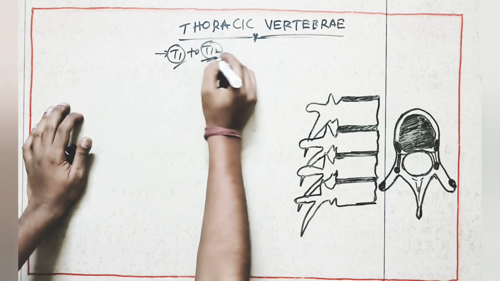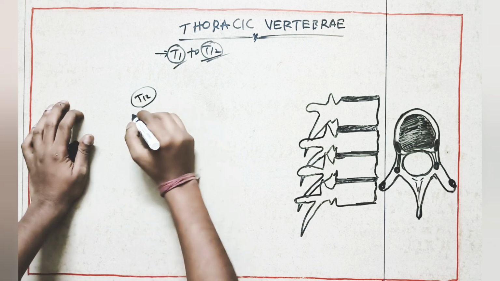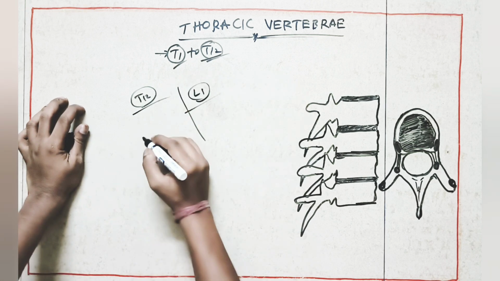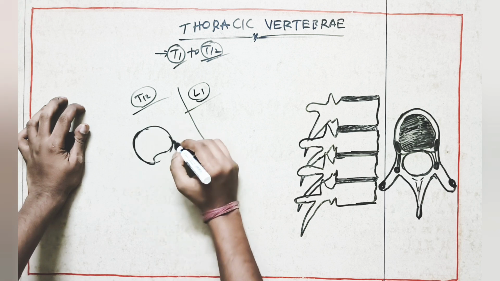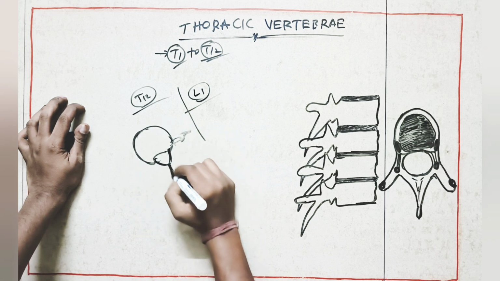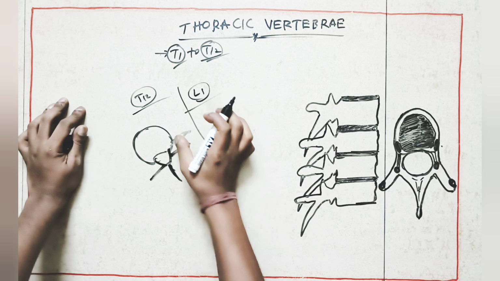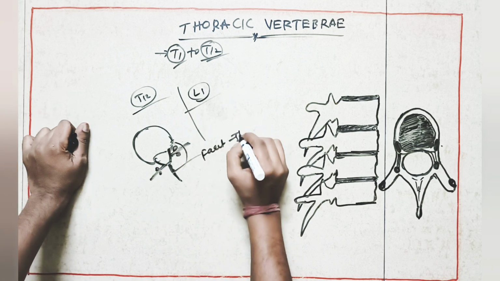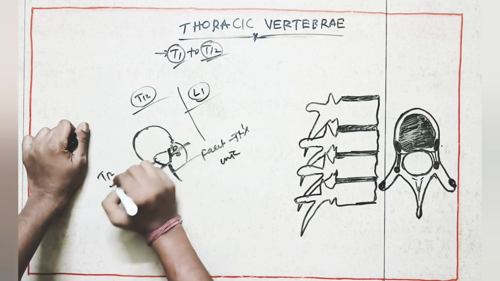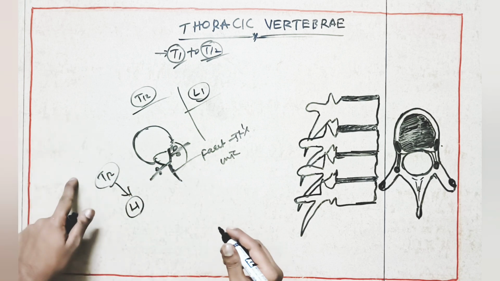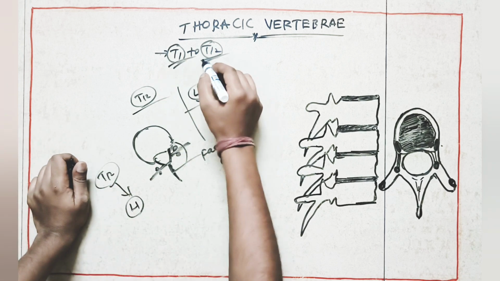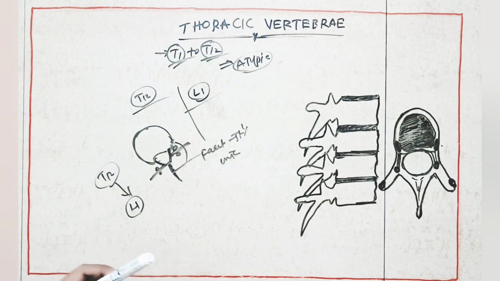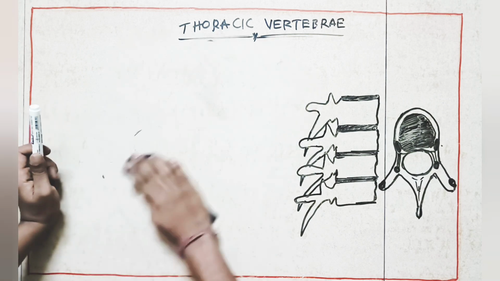And one more, T12. If we take the T12 vertebra, it is almost equal to the L1 vertebra, almost equal to a lumbar vertebra. Here the body will be there, along with pedicles, lamina, transverse process and spinous process. The point here is the facet joint orientation. Based on the facet joint orientation, T12 almost resembles the L1 vertebra. So these two are simply atypical vertebrae, that means they are different from the other vertebrae. Now we will see how the remaining vertebrae are.